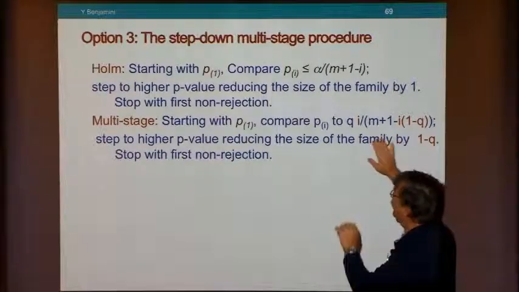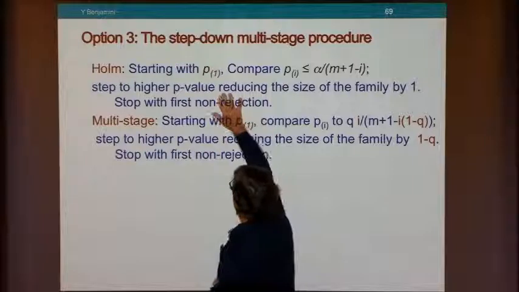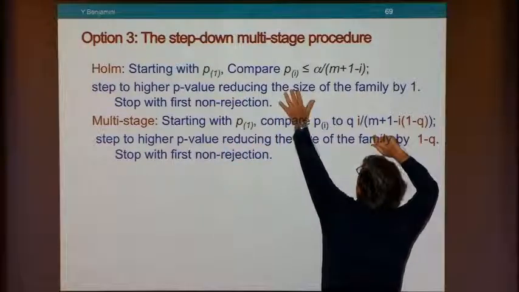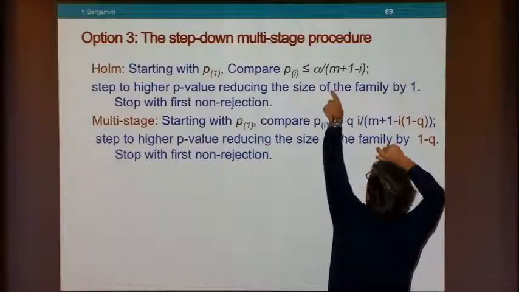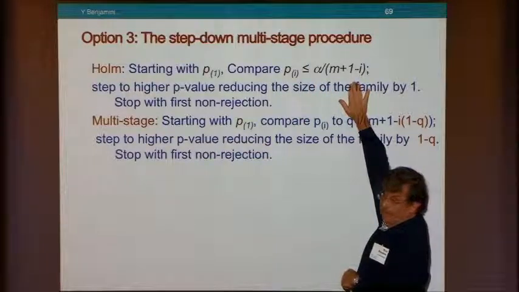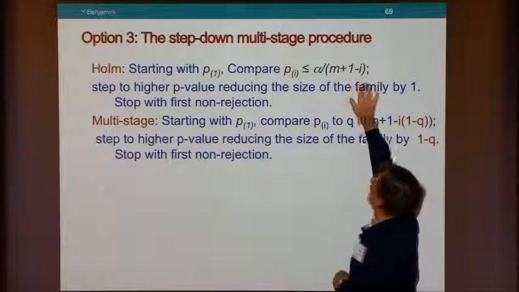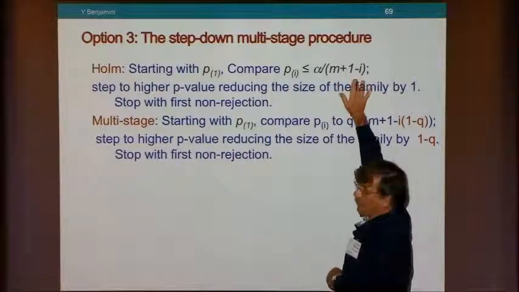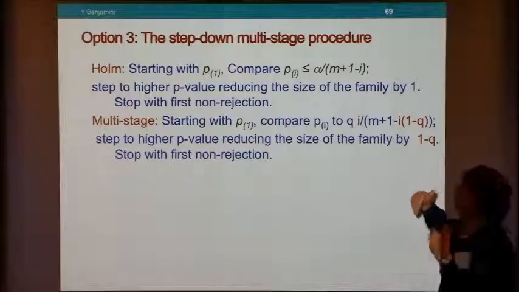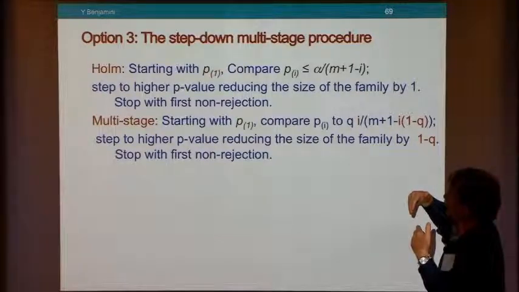In what sense? If you remember what I showed with the Holm, you start with P1, and at each step you compare Pi with alpha over m plus 1 minus i. I mean, this is the size of the family that you have at stage i. At stage 1 you have m, at stage 2 you have m minus 1, and so on and so forth. And you stop at the first non-rejection.